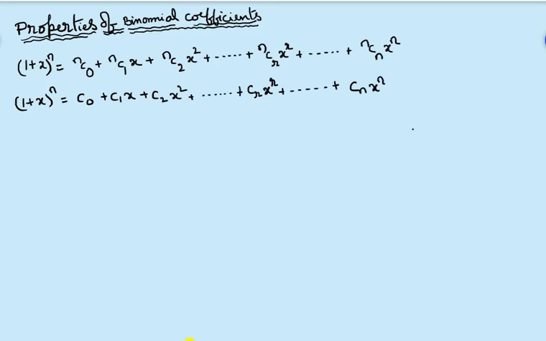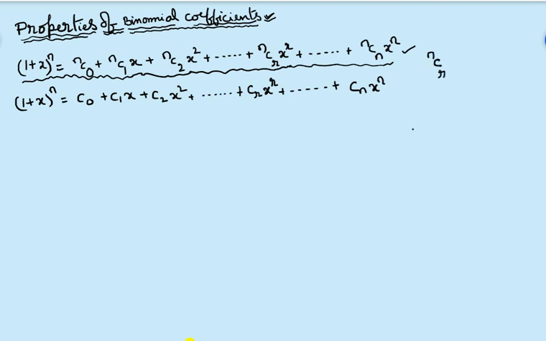So dear students, in this class we are going to discuss the properties of binomial coefficients. I hope everyone knows the expansion of (1 + x)^n, that is nC0 + nC1 x + nC2 x² + and so on + nCr x^r + and so on + nCn x^n. That is the expansion of (1 + x)^n.